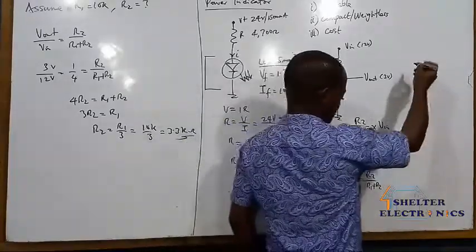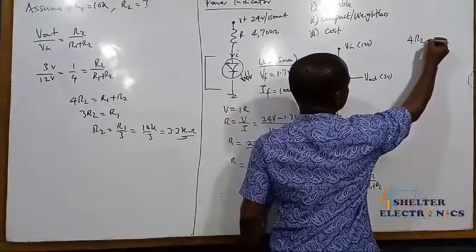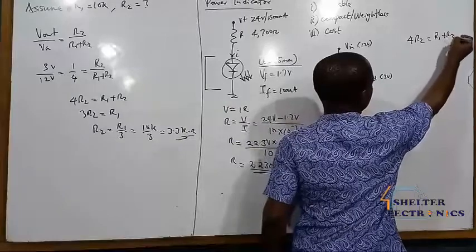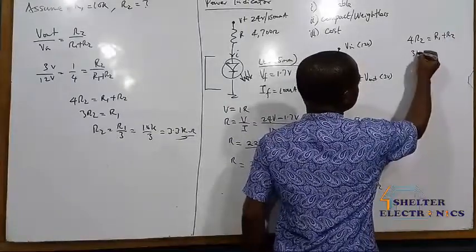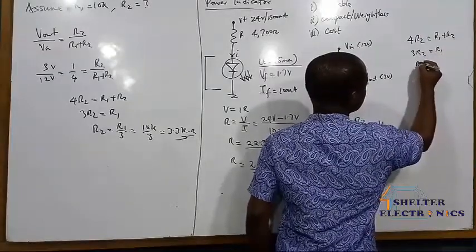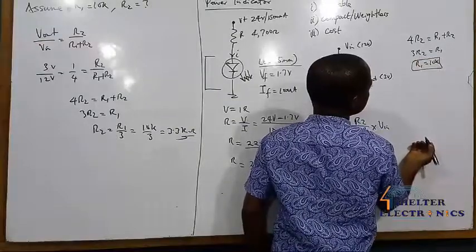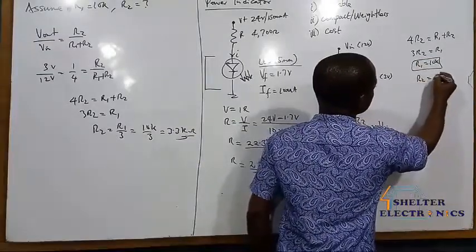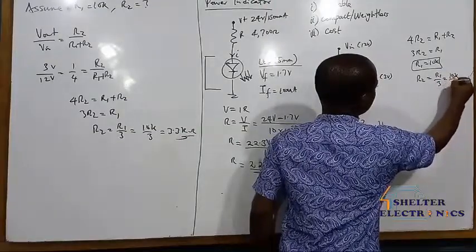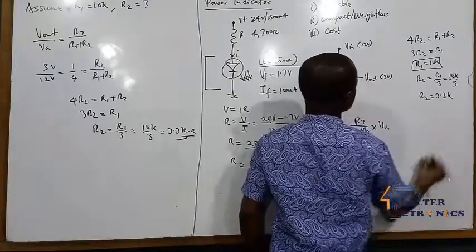From there we can cross multiply to give us 4R2 equals R1 plus R2. And when we bring this over, we have 3R2 equal to R1. So let's assume our R1 is 10K, and then we look for our R2. Our R2 will then be equal to R1 divided by 3, which gives us 10K divided by 3. So with that, our R2 will be 3.3K.